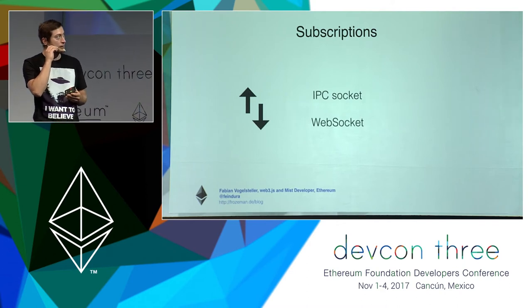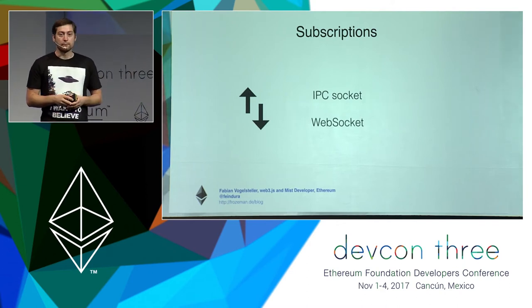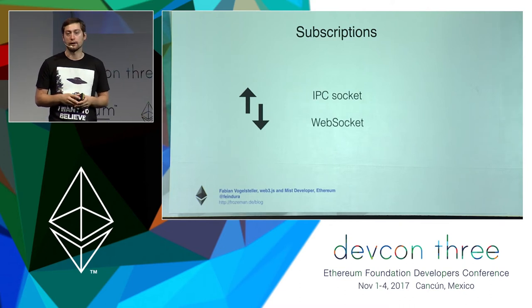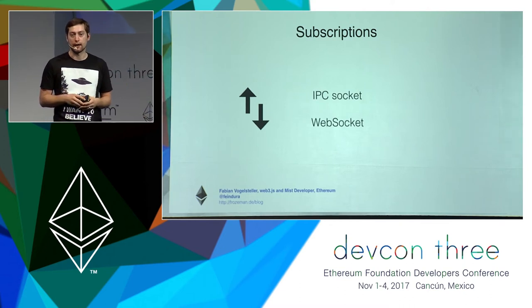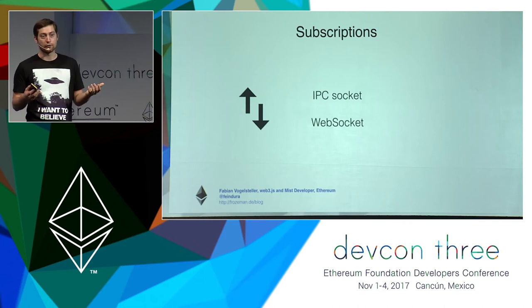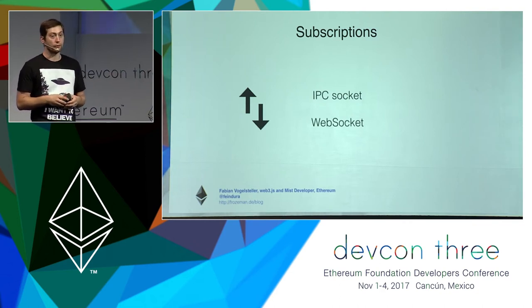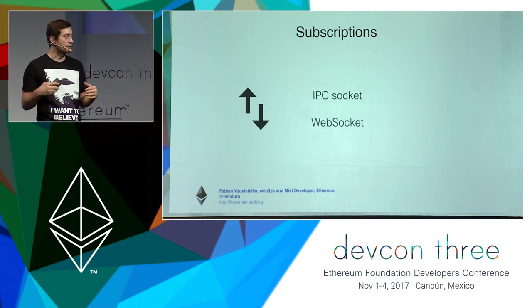So subscription basically allows you exactly this pub-sub model where you can wait for events and you have to do nothing but wait until it happens. This reduces a lot the resource load you have on the node, and this also improves the processing you need to do on your application itself.